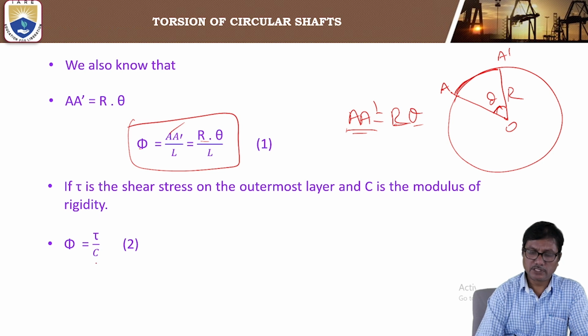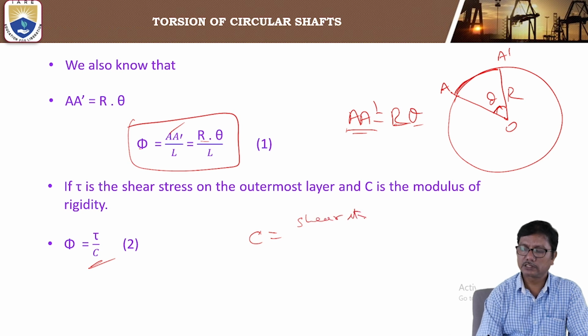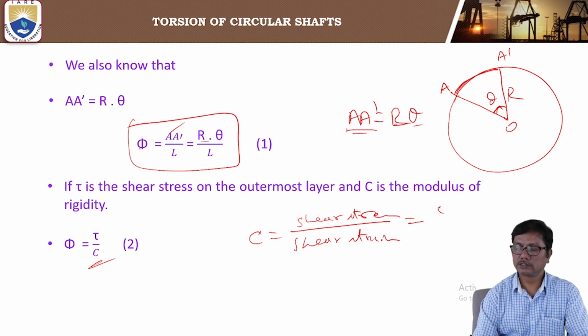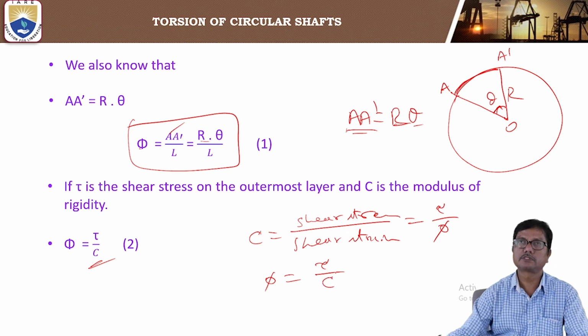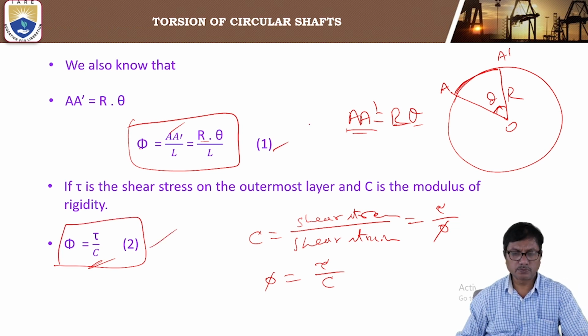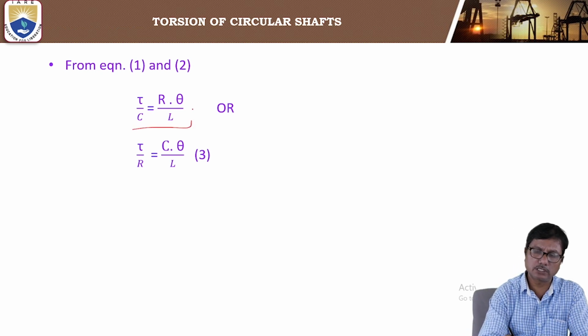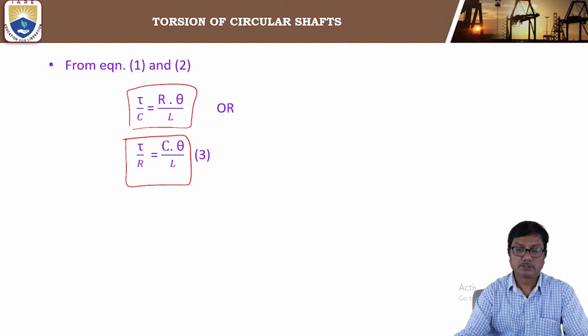Also, by definition of shear modulus, which is the ratio of shear stress to shear strain, that is tau by phi, you will get the shear strain phi as tau by C. So equating these two, from 1 and 2, you will have tau by C equal to r theta by L, or tau by r equal to C theta by L. So this is one relation.